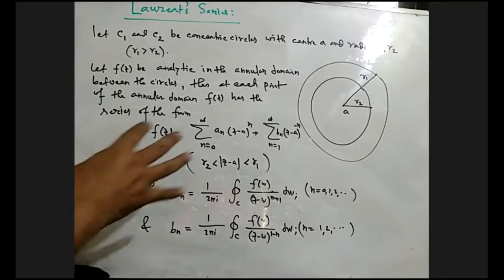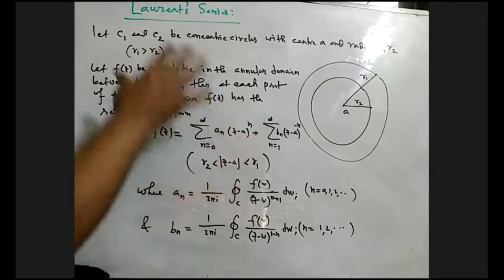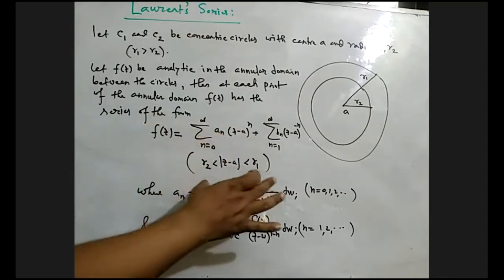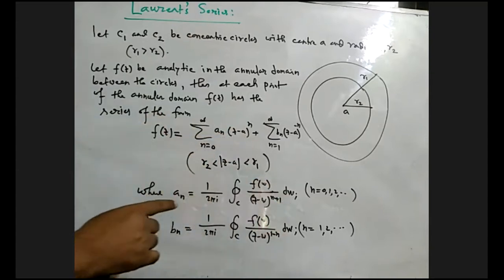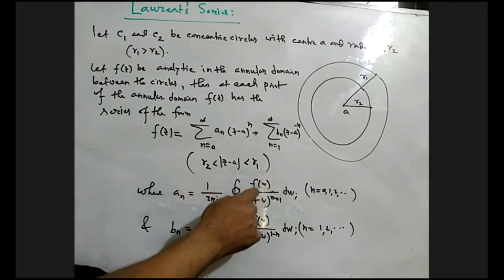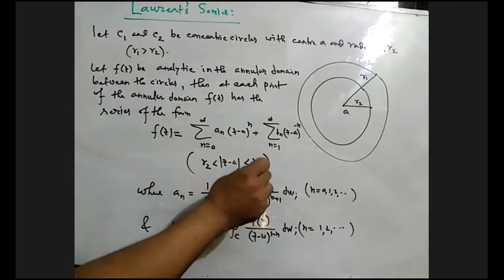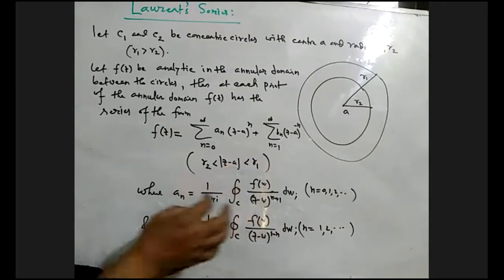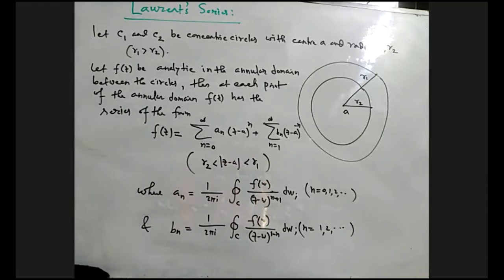Then this series is called the Laurent series, where the coefficient an equals 1 by 2πi of f(W) divided by (W minus z minus a). This is the function at W, and the bn coefficient can be represented by this. This is actually the integral formula, Cauchy's integral formula for an analytic function.